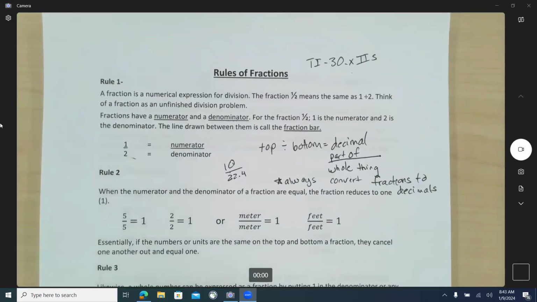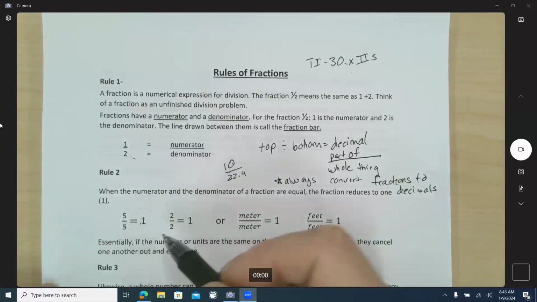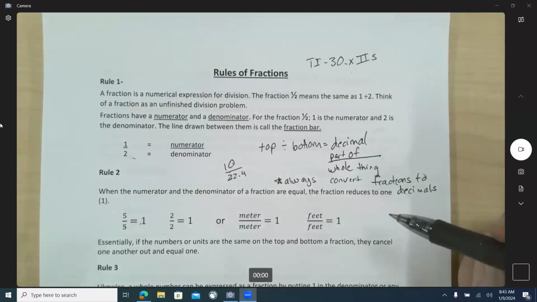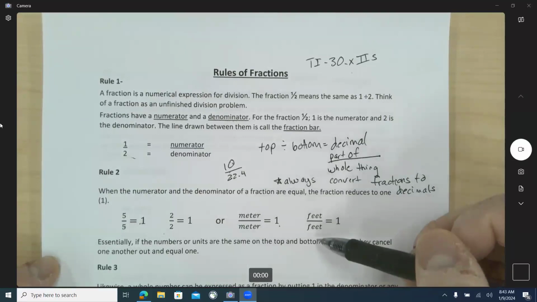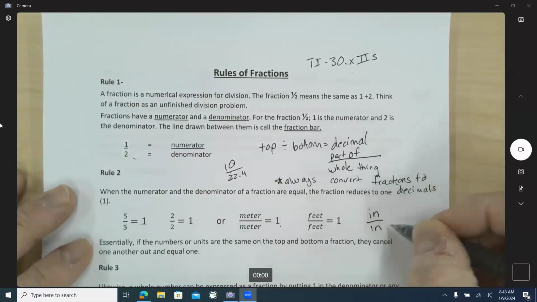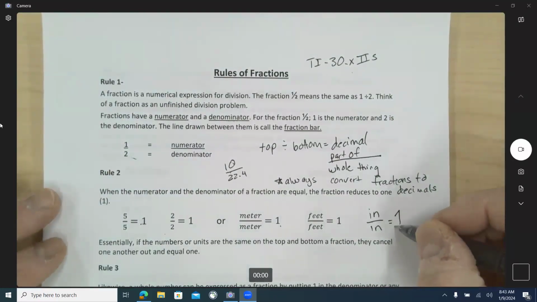Rule number 2 is anything over itself, or anything divided by itself, equals 1. So 5/5 equals 1, 2/2 equals 1. The thing about it is it does not pertain to just numbers. So meter over meter equals 1 and feet over feet equals 1. Well, how about inch over inch? This is not a trick question. Inch over inch would equal 1.